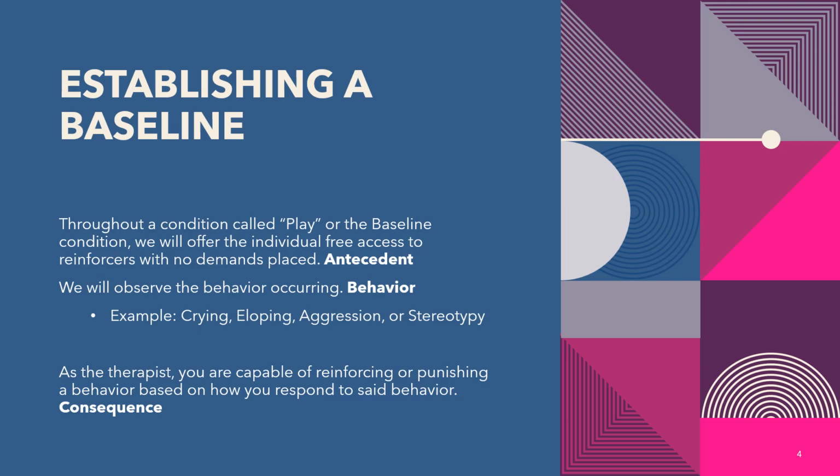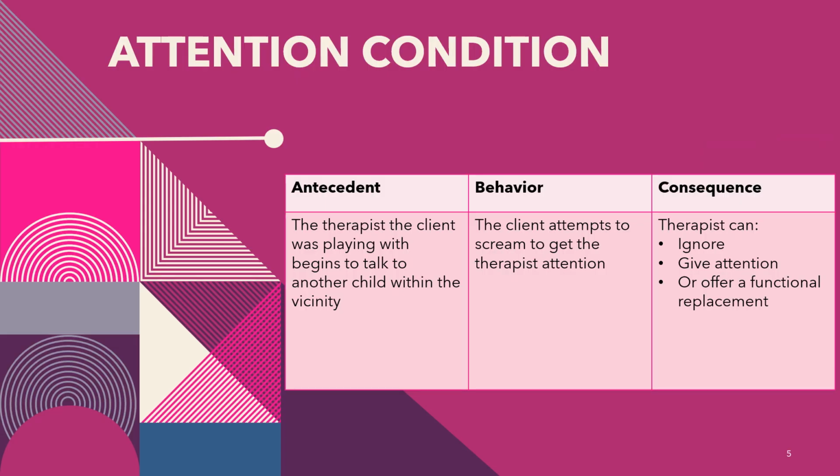That's our consequence condition. In our attention condition, the therapist the client was playing with begins to talk to another child in the vicinity. The client attempts to scream to get the therapist's attention. Through consequences, we can ignore the behavior, give attention to it, or offer a functional replacement.